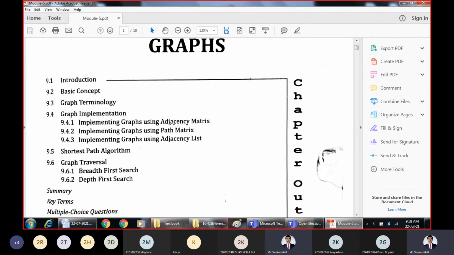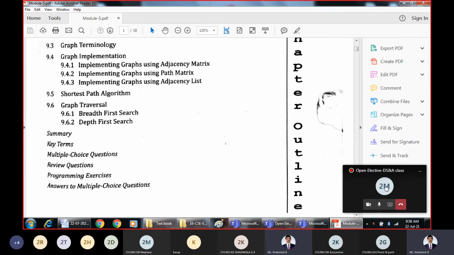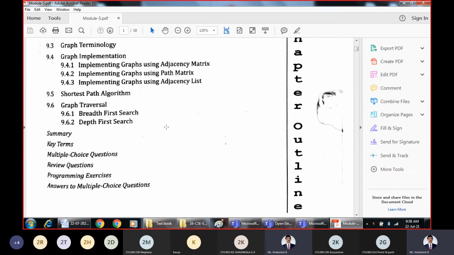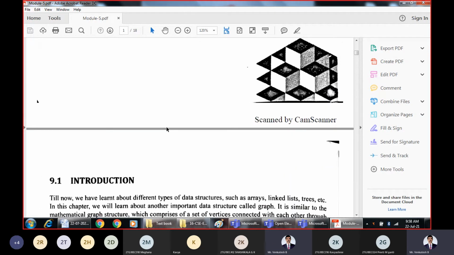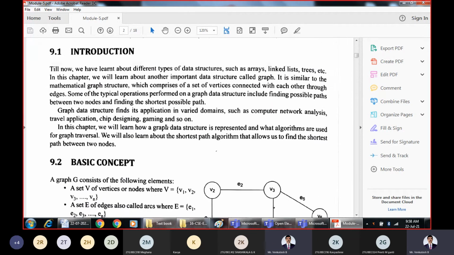Okay, now we'll be discussing the graph data structure. If you remember the very basic classification of data structures, they were classified into two types, primitive and non-primitive. And there again we had a classification called linear and non-linear data structures. In linear data structures, we have studied arrays, stacks, queues, and linked lists. In non-linear data structures, the two main types are trees and graphs.